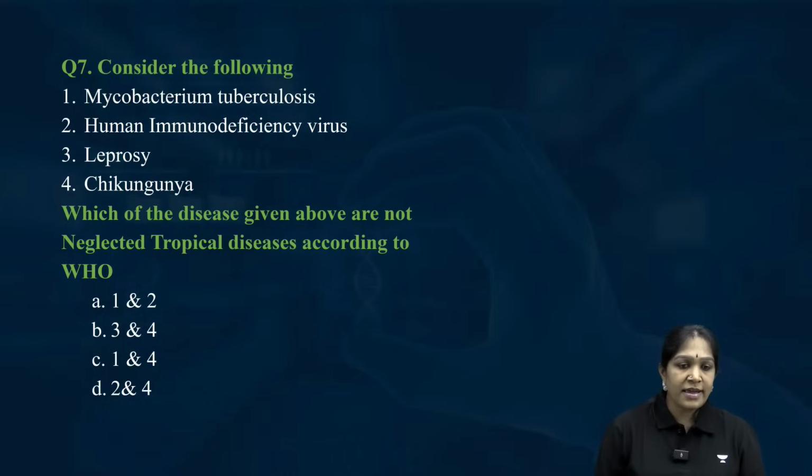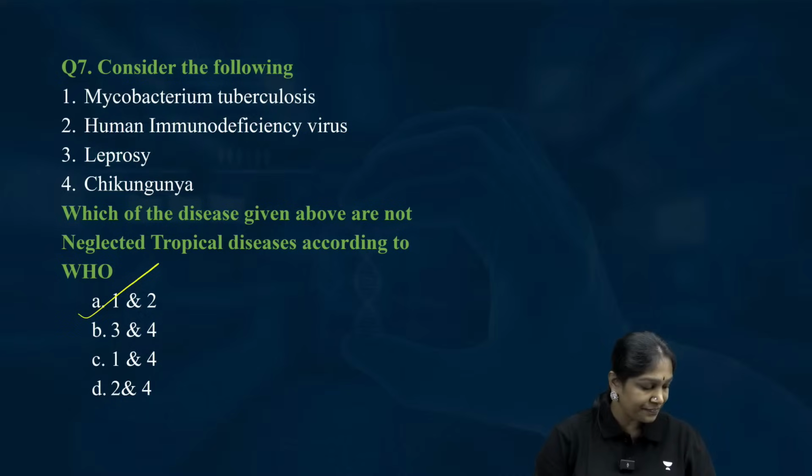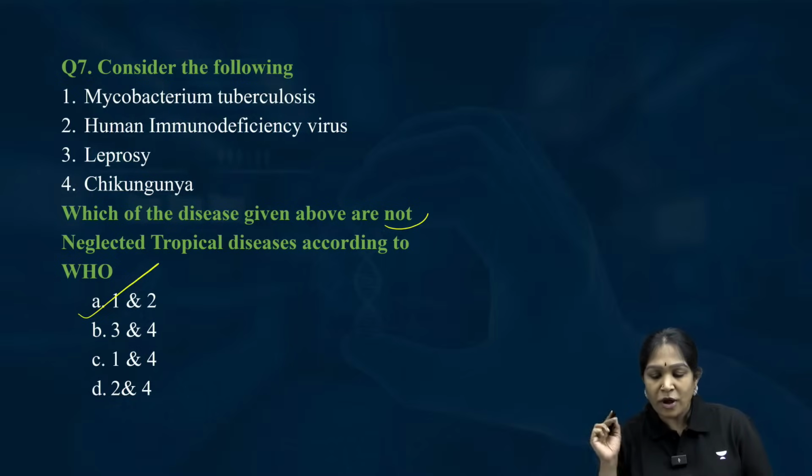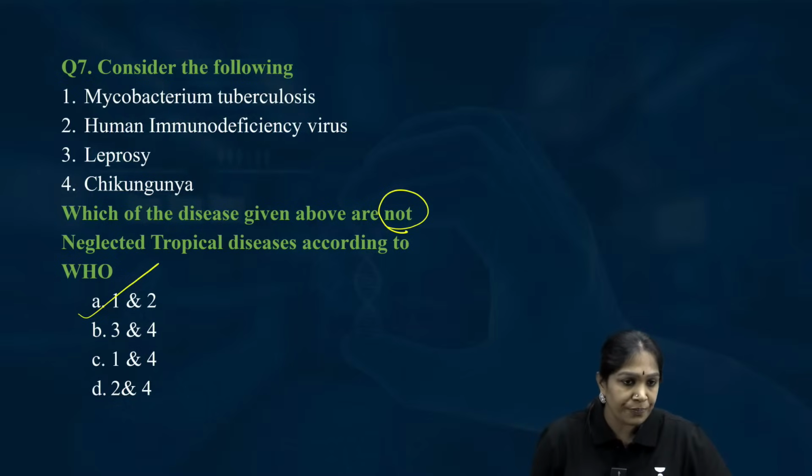So the right answer is A. Which of the above are not neglected tropical diseases according to WHO? 32% have the right answer. It's very good. Okay.